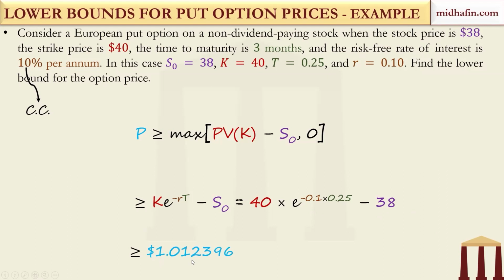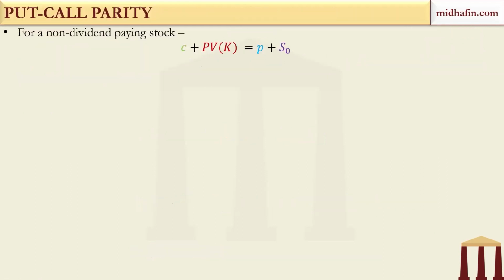So if I have the pre-specified strike price and asset price, then no matter what the volatility is, the lowest price at which the option can sell is actually 1.01. It cannot go below this. Okay, there is no chance.